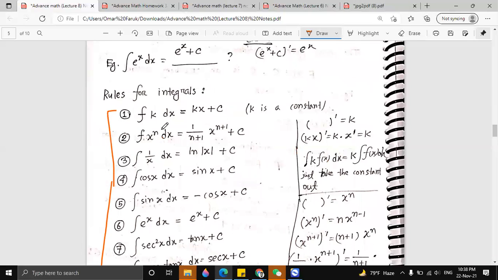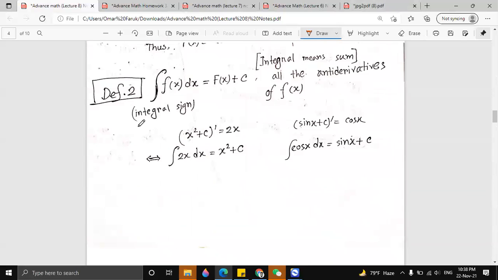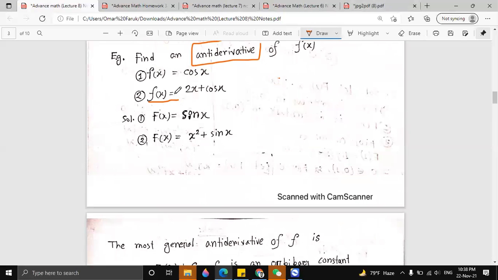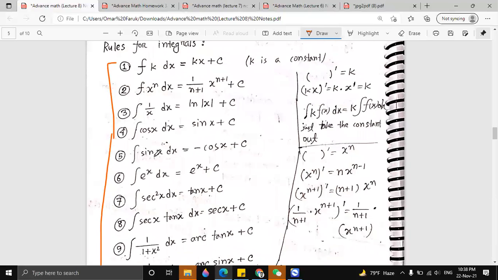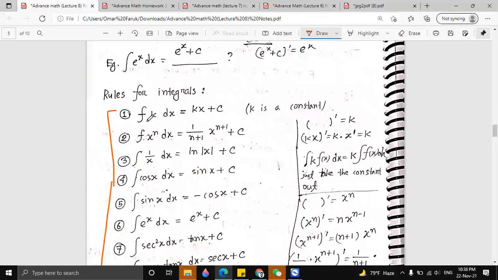So for example, let me show you number 2, okay? 2x plus cos x. So how do we find 2x? The antiderivative of 2x will be x square, right? We can find it here. The integration of it will not be a function. It is not a function, this will be integration. By mistake, maybe I wrote this.